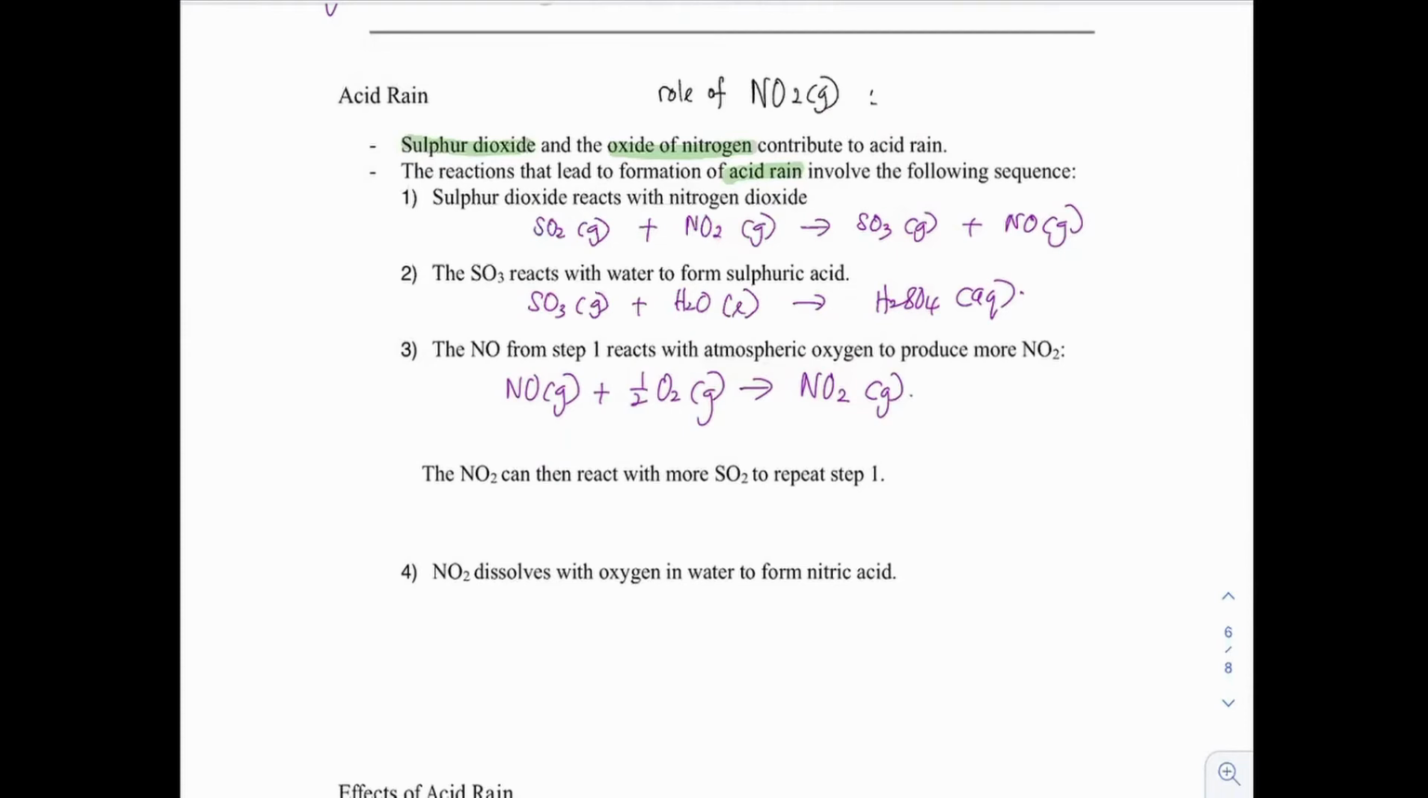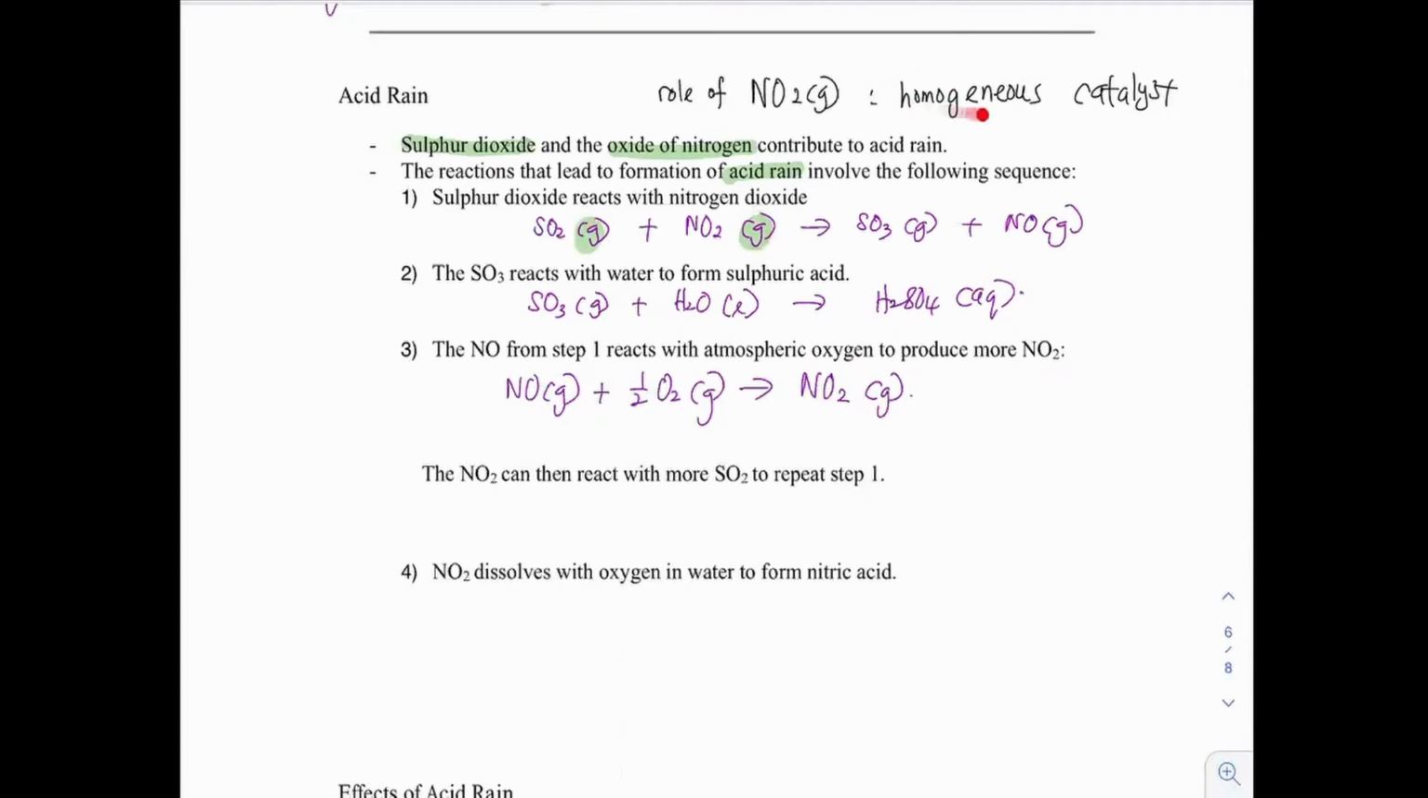Okay, so now you need to study the role of the NO2 in the acid rain. It acts as a homogeneous catalyst. What is the meaning of homogeneous catalyst? That is when the catalyst and the reactant are in the same physical state. So we call it homogeneous.